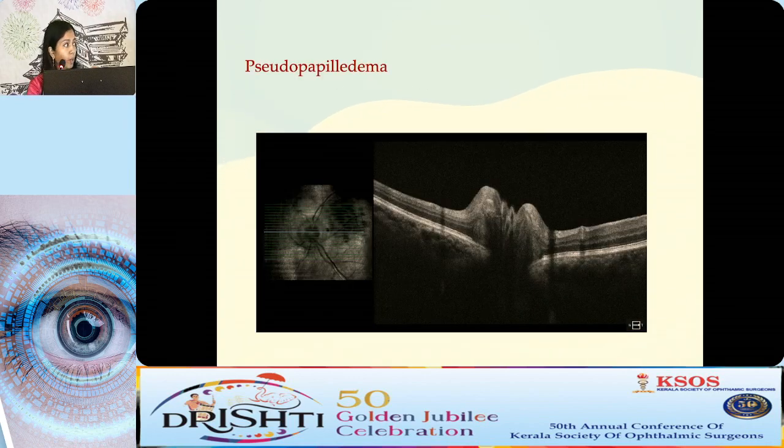And in case of pseudopapilledema, you would also be able to see these hyporeflective lesions surrounded by hyperreflective margins, which are actually drusen in pseudopapilledema. And again, you can note here, this is turned outside, away from the vitreous.